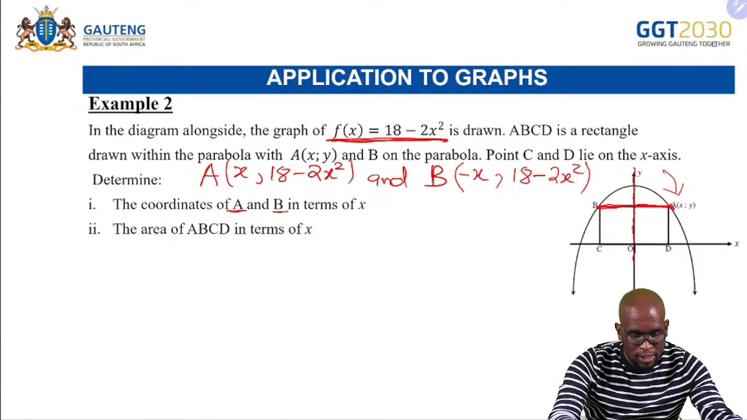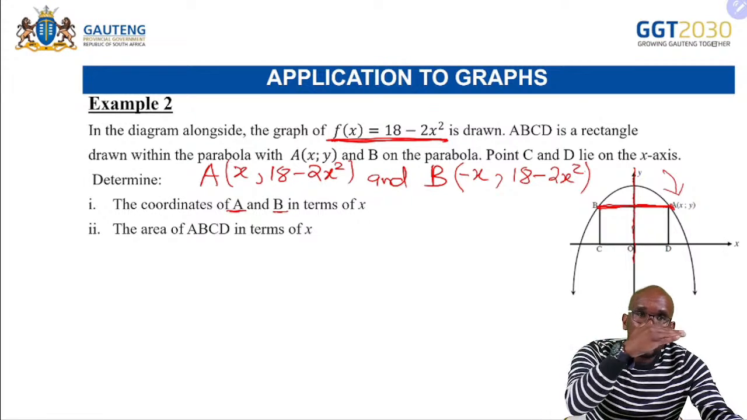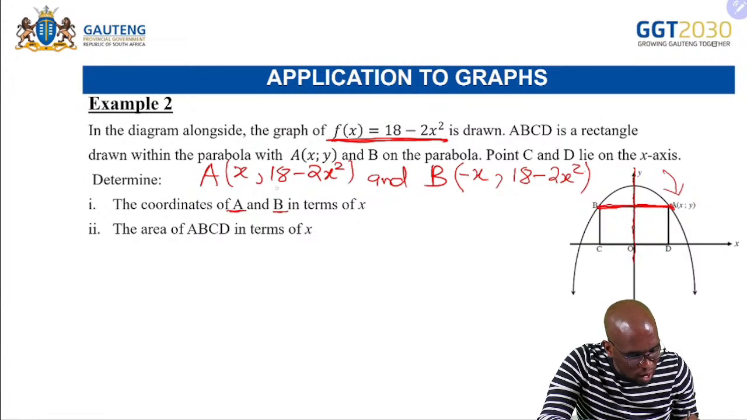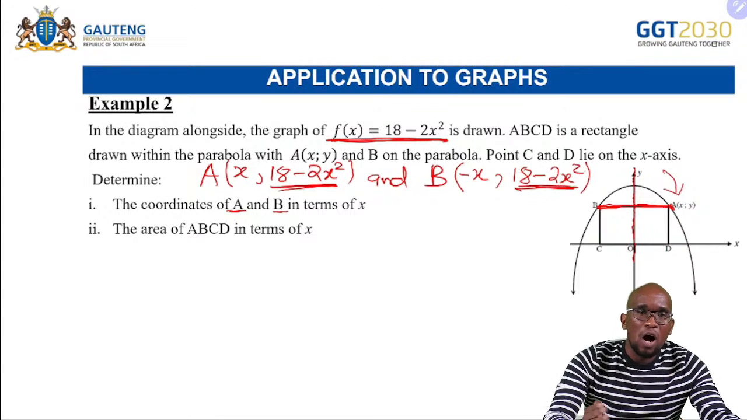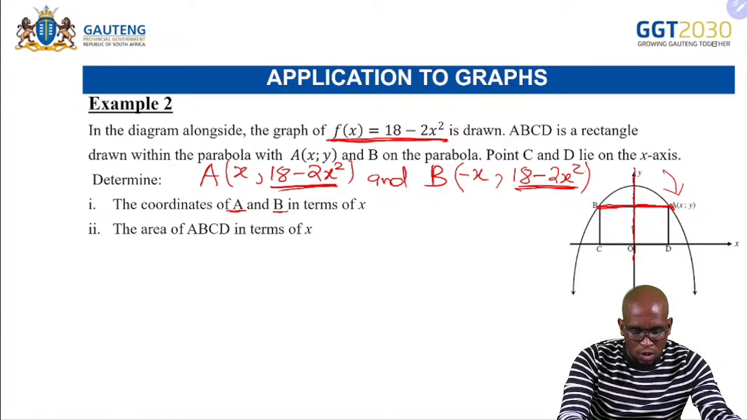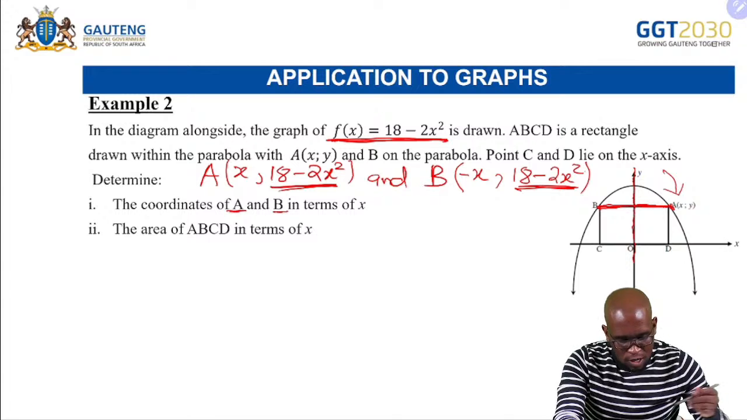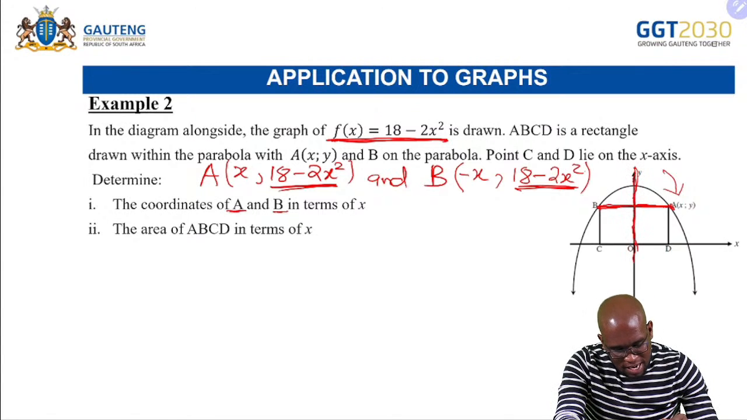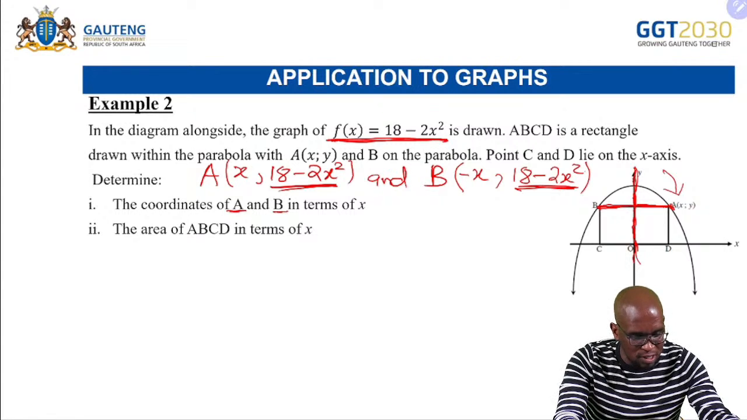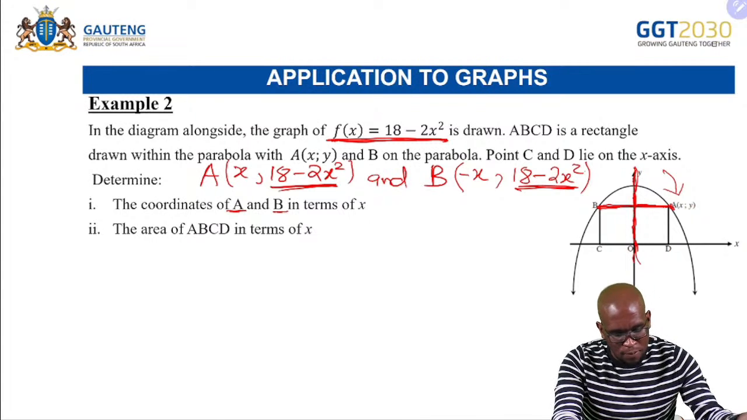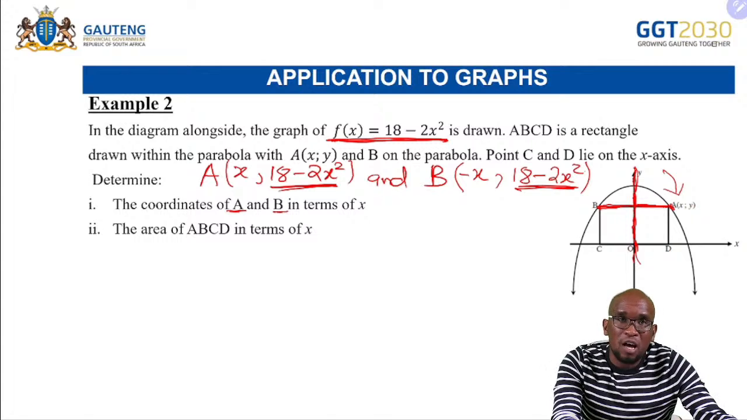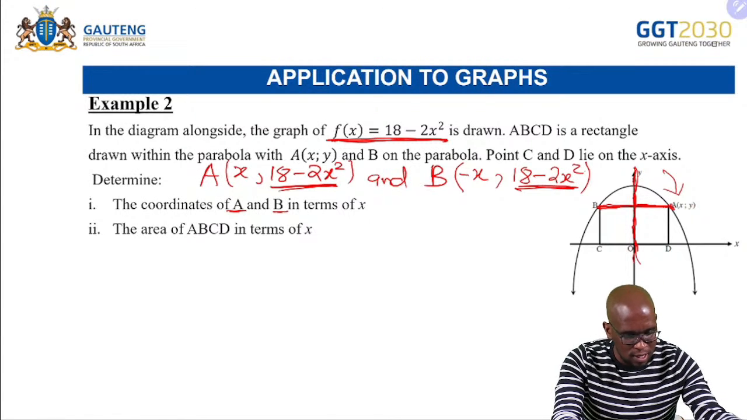Right, let me repeat quickly. Along the line BA, the value of y does not change. That is why the ordinate here is 18 minus 2x squared and the ordinate there is 18 minus 2x squared. However, the values of x are changing, so we want to know by how much. We are given the axis of symmetry because this is a parabola. We see that the axis of symmetry is x equals 0, which means that the points on the left are equidistant to the points on the right. So if the abscissa of point A is x, then the abscissa of point B would be minus x using symmetry.